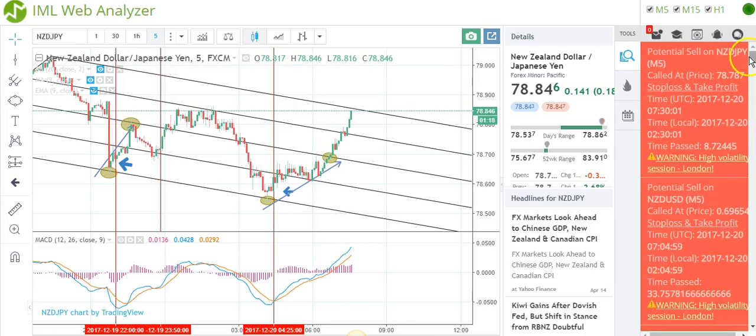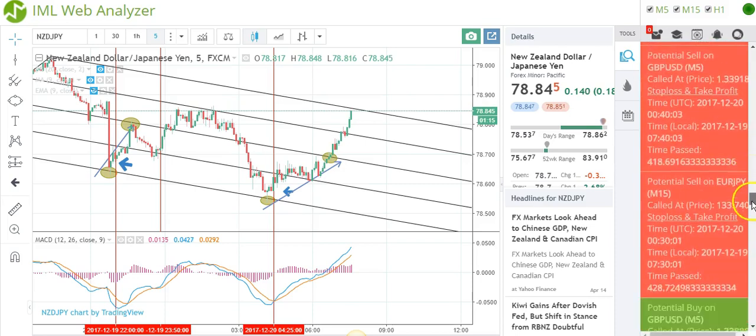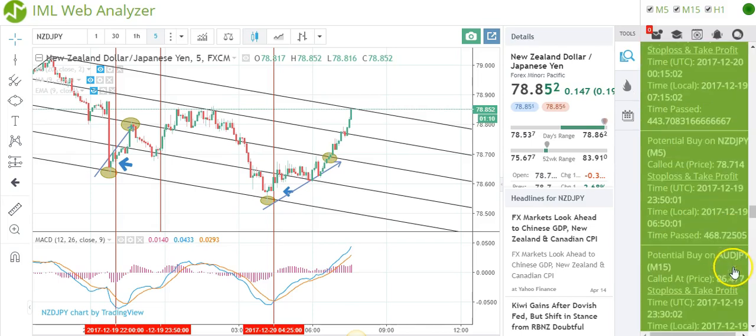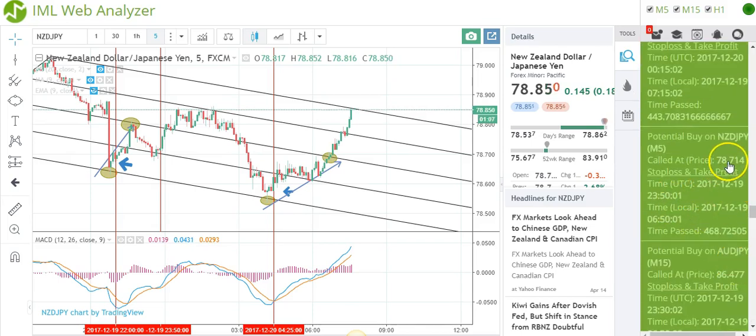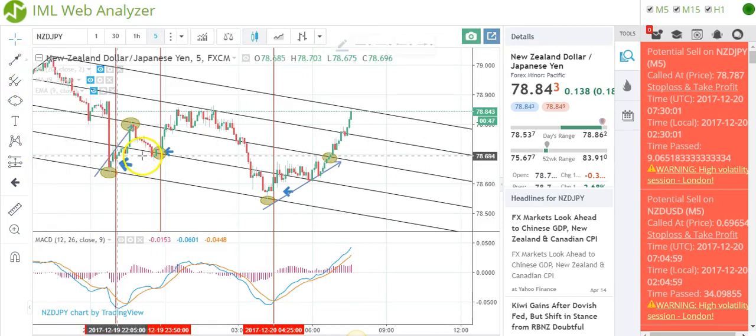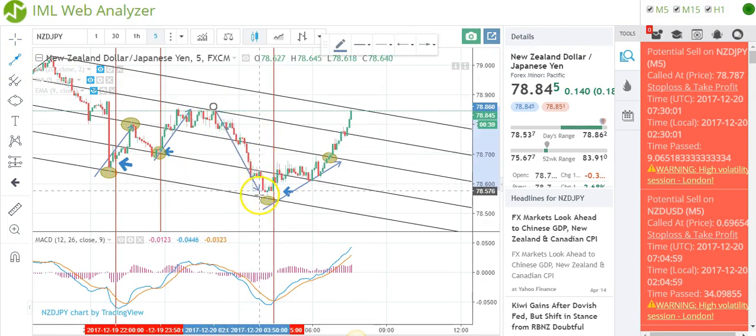NZD/JPY. Oh, sorry guys. NZD/JPY on the 19th, 23.50, 78.714. Right there. And that's another trade from the analyzer going up. And then with your pitchfork trading, you could have took this trade coming back down.